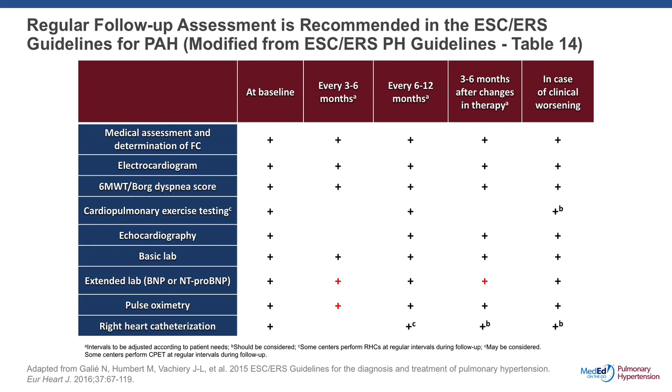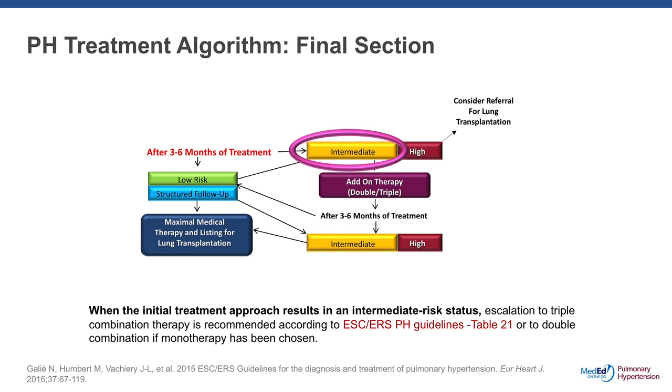Let's say you've done that structured risk assessment, and after the first 3 to 6 months, the patient is still at intermediate risk. At that point, you need to escalate therapy. For example, if you had started the patient on dual oral combination therapy, you need to escalate to triple combination therapy if they remain at intermediate risk. Or if you started monotherapy, you can escalate to double combination therapy.